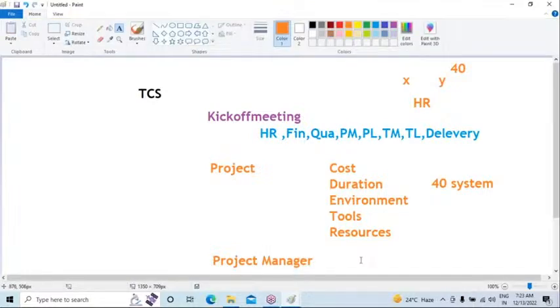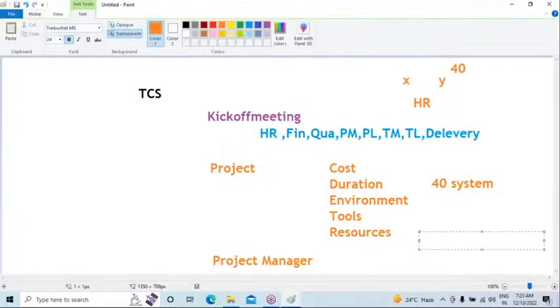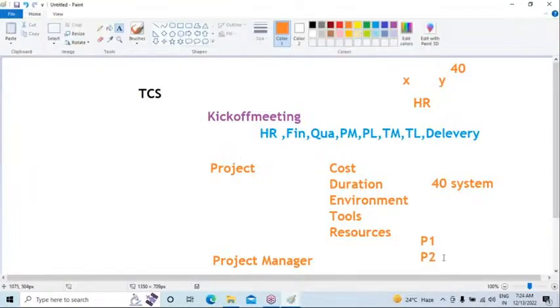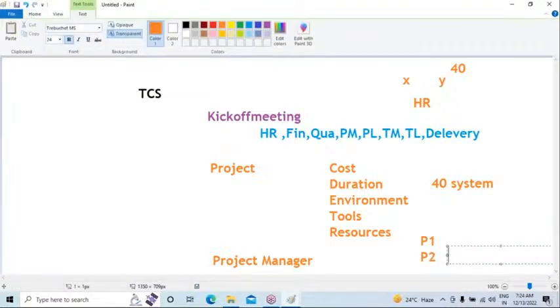Suppose there are two people: one person has two projects, another person has only one project. Now we will assign the project to the second person, and the second person is going to send a mail to the CEO: I'm ready to take over the project.